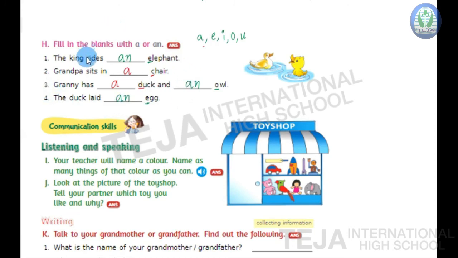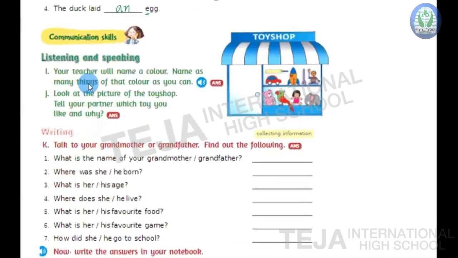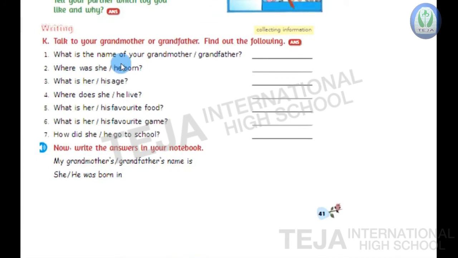Now once we'll read all the fill in the blanks. All of you read along with me. The king rides an elephant. Second one, Grandpa sits in a chair. Third, Granny has a duck and an owl. Last one, children, the duck laid an egg. Okay, that is about bit H, fill in the blanks. Next, writing, children.